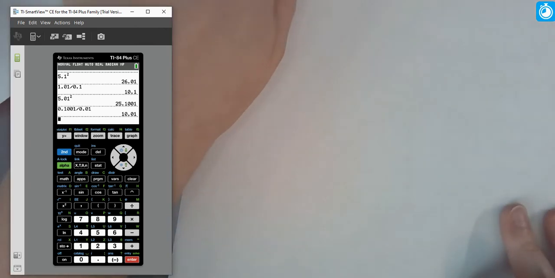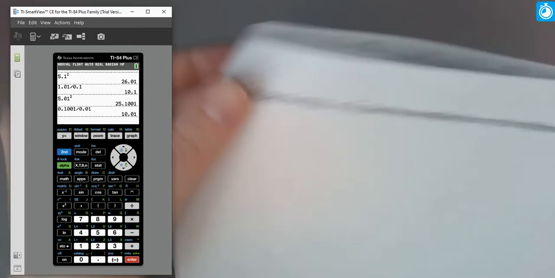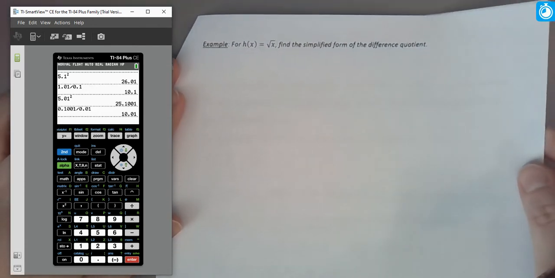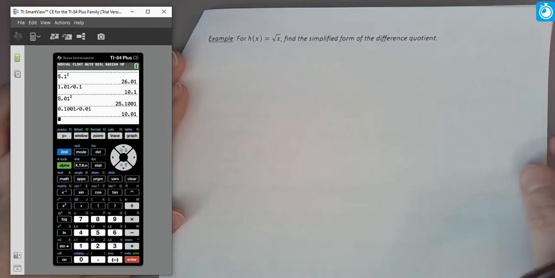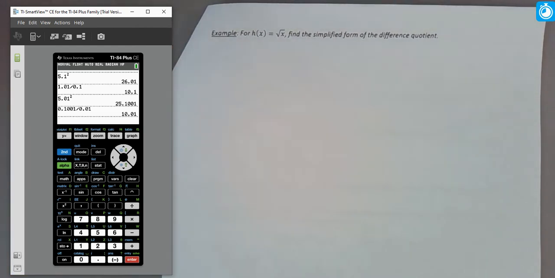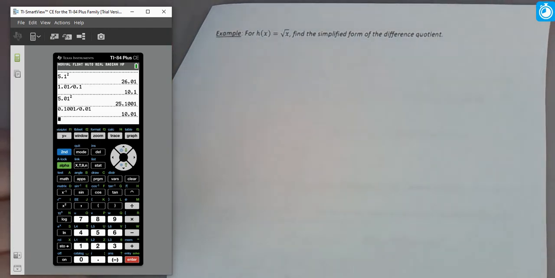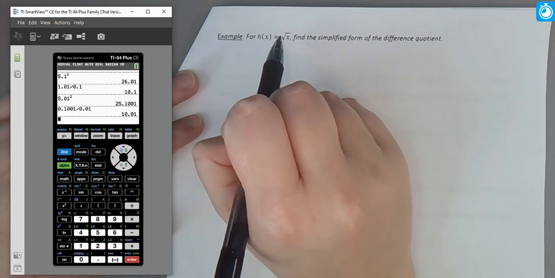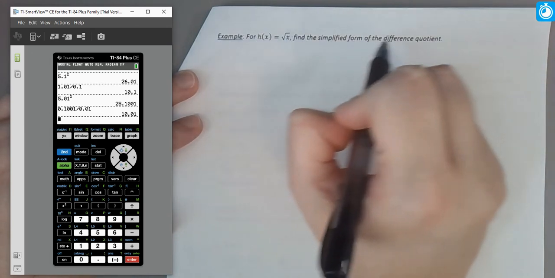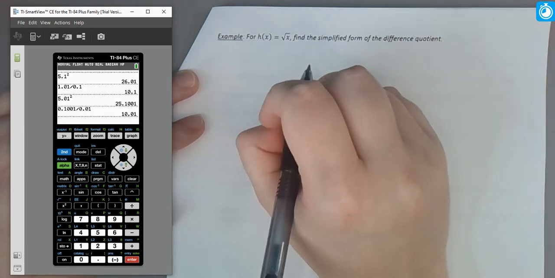Okay, let's look at one more special situation for one specific kind of function. So we looked at a polynomial function, we looked at a rational function, now let's look at a radical function, something that has a square root in it. So the strategy here will also be a little bit different. So we have h of x is equal to the square root of x, and we want to find the simplified form of the difference quotient.